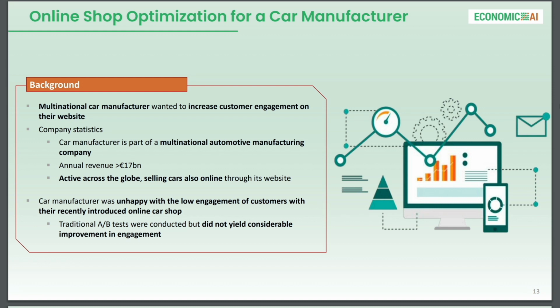And so what this car manufacturer then did to try and improve user engagement was they ran a number of simple A/B tests where they tried to optimize the layout of the platform. But this was not really successful. And for this reason, they then approached us and asked us if we could help them develop a strategy to improve engagement.